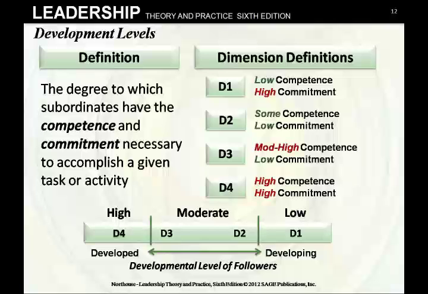An employee at the high development level is interested and confident in their work and knows how to do the task. Employees at the low development level have little skill for the task at hand but believe they have the motivation or confidence to get the job done. So again, the definition is the degree to which the subordinates have the competence and the commitment necessary. On the bottom of this slide you can see high, moderate, and low. The high is high competence: the followers know what they're doing and they're highly committed. To the low, which is low competence: they don't have the skill, but they have a high degree of commitment that they can really get the task accomplished.